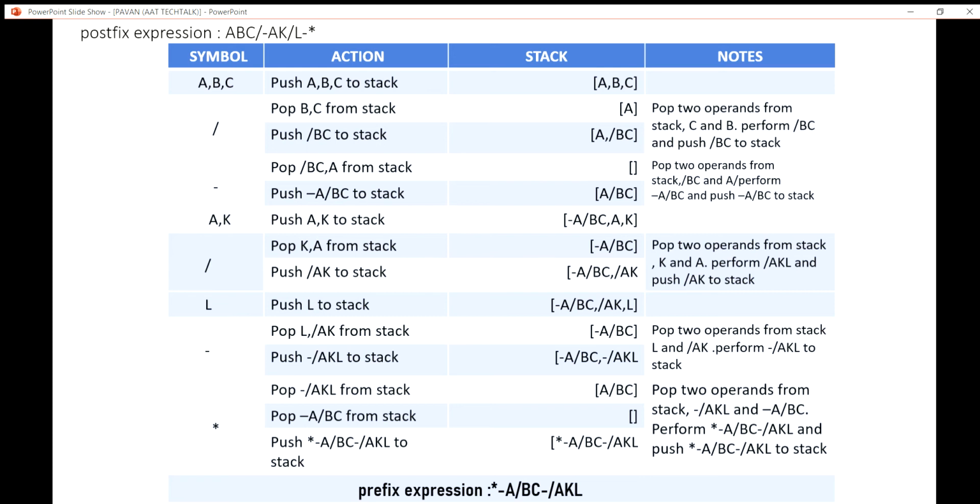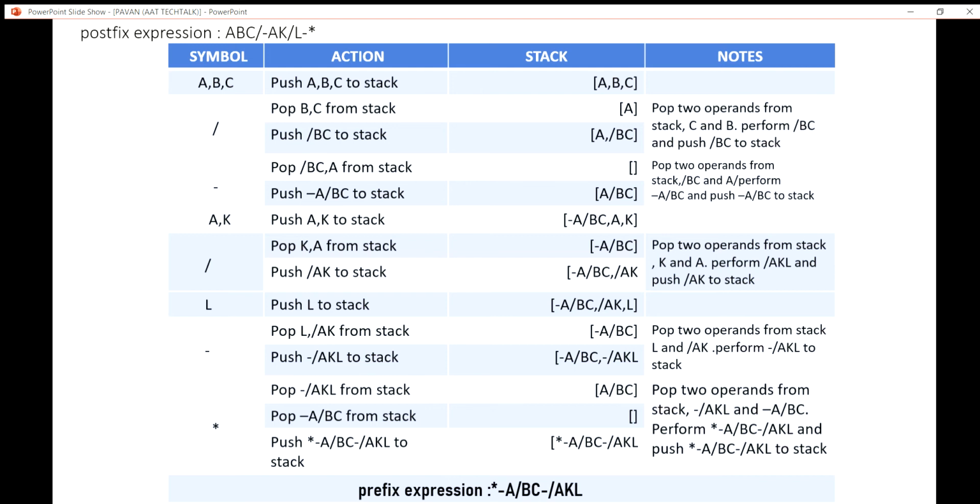And then the subtraction operator comes, so we have to pop elements from the stack. Pop /BC and A from the stack, so we get an empty stack. Perform minus on A and /BC, giving -A/BC, and push -A/BC to the stack. Then we will have -A/BC in the stack.